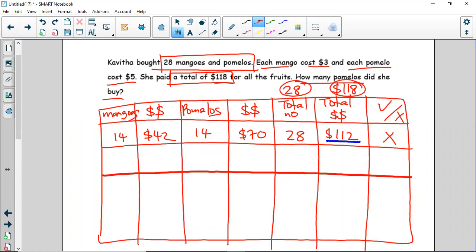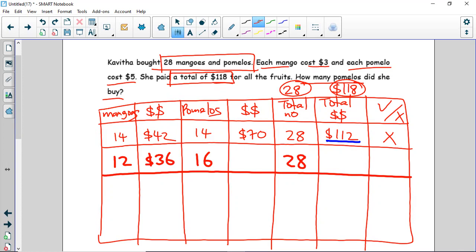Okay, and so how many shall we increase? So maybe, and you can see the $112 is quite near to $118. So you don't want to increase by too many. So maybe let's increase to 16. Okay, so we don't want to have too many pomelos. And then this one will be 12 because 12 plus 16 will be 28, right? So how much is 12 mangoes? 12 times 3 will be $36.